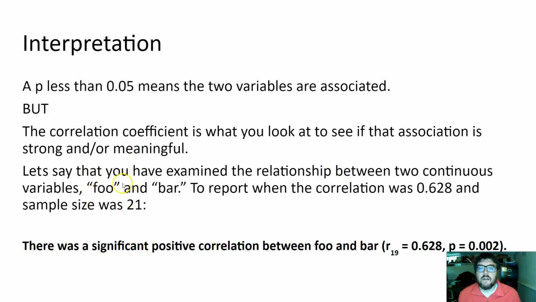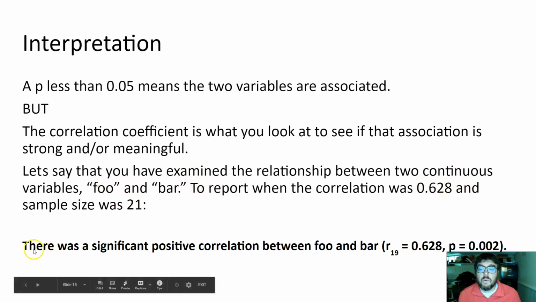So if, for example, you have two continuous variables, foo and bar, and the correlation between them was 0.628 and the sample size was 21, then you would write out: there was a significant positive correlation between foo and bar, r(19) = 0.628, p = 0.002. So this little r means you did a correlation. This 19 is the degrees of freedom, and you lose 2 degrees of freedom from the sample size because you're calculating a mean for each of your variables. And then this 0.628 is the actual correlation we computed.